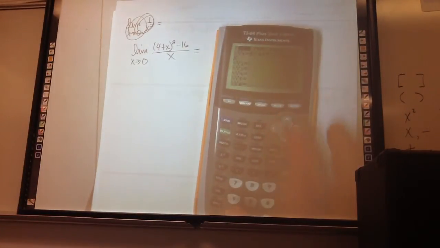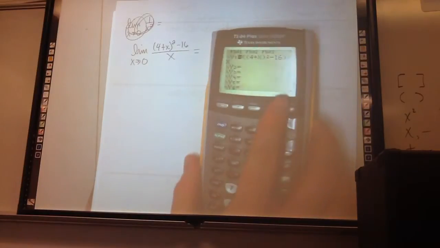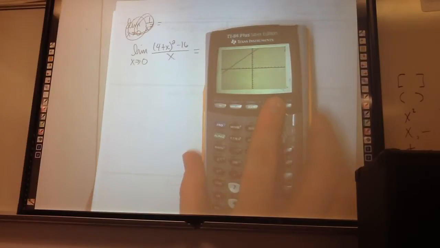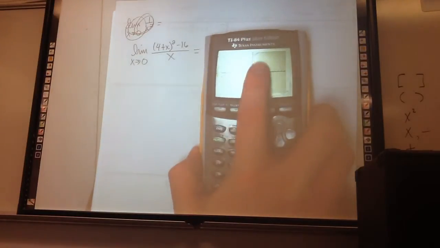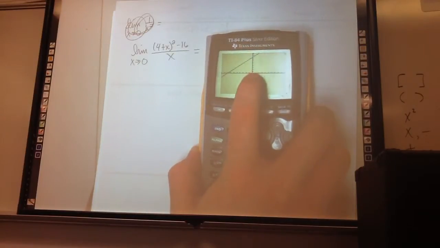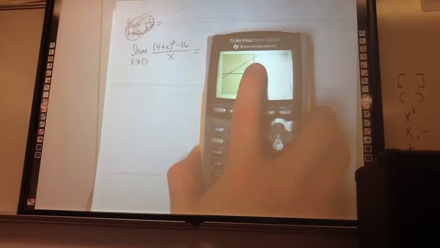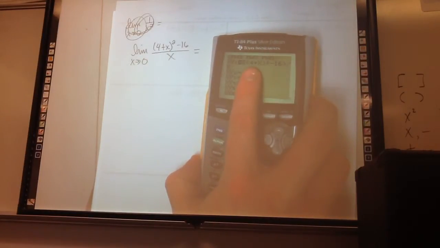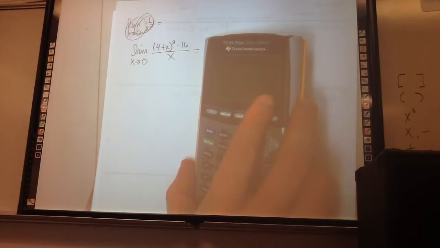Let's get rid of that. So I've got it already typed in here. If I graph it, here we go. What's happening when x is getting close to 0? What is this getting close to? You have to put parentheses around the top: parentheses, 4 plus x, parentheses squared, minus 16, close the parentheses, and divide by x.